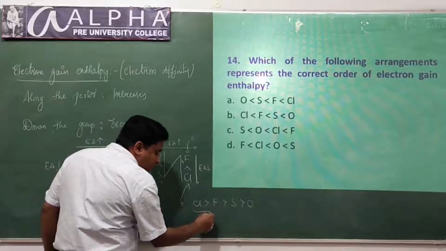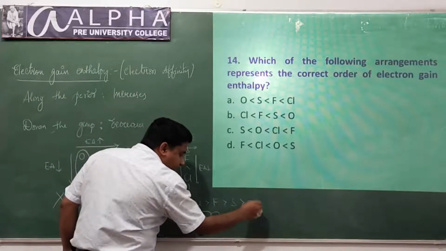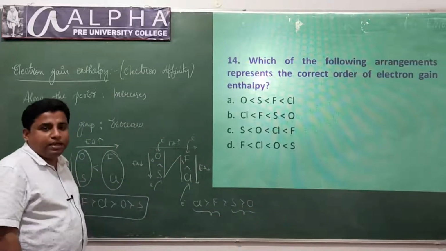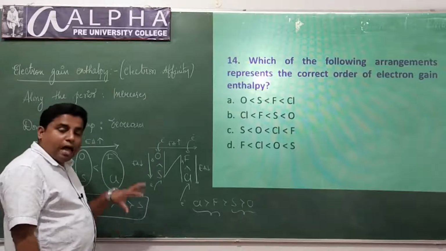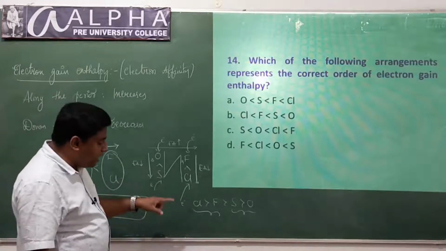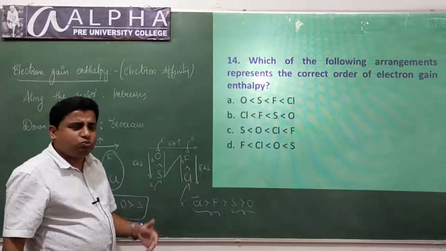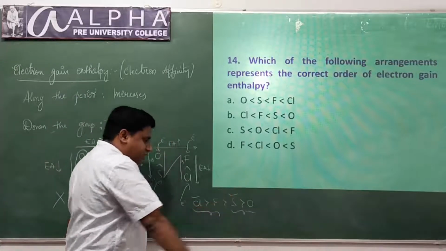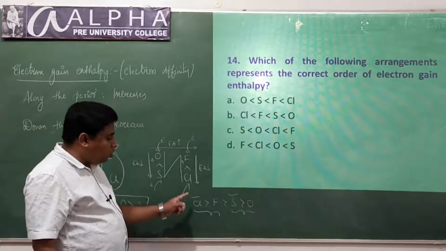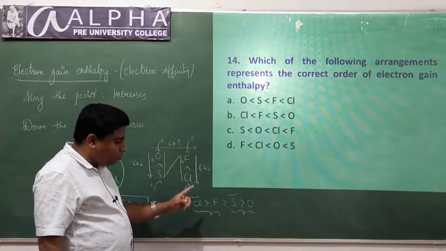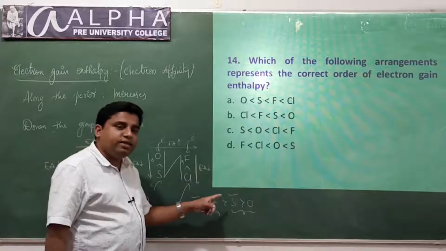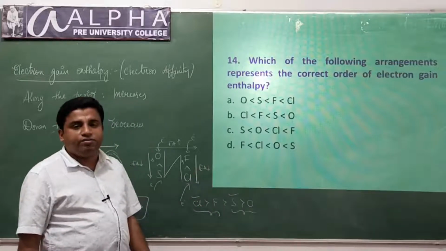The halogen family will have more electron affinity than the oxygen family. Understood? Among the halogen family, which has more electron affinity? It is chlorine. Among the oxygen family, which has more electron affinity? It is sulfur. So the correct order is chlorine more than fluorine, fluorine more than sulfur, sulfur more than oxygen.